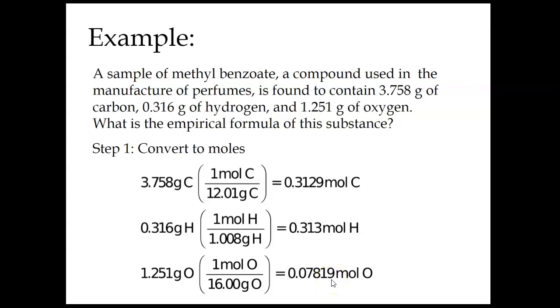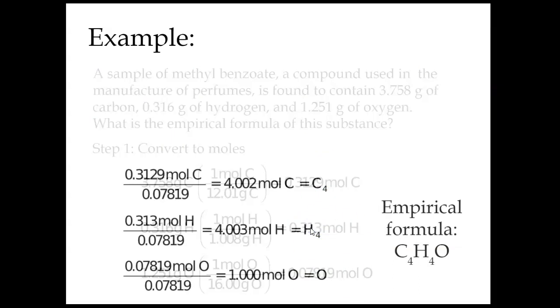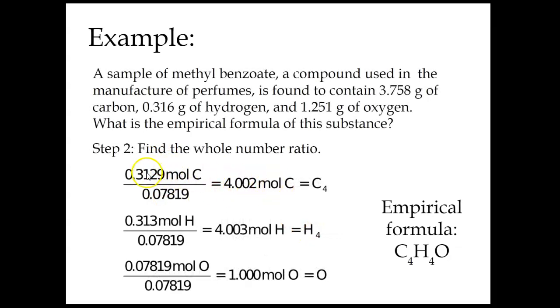So what was the second step? The second step was to divide by the smallest number of moles. All right, so we had 0.3129, 0.313, 0.07819. Well, the smallest is going to be this bottom one. So I divide by that number on all of them. When I do this, I get roughly a four, a four, and a one. Cool. So I know that there are four carbons, four hydrogens, and one oxygen. My empirical formula is then going to be C4H4O. Cool. We figured out the empirical formula.